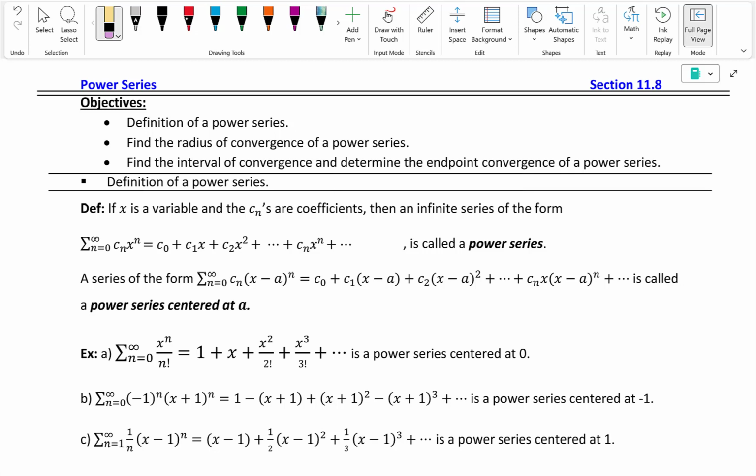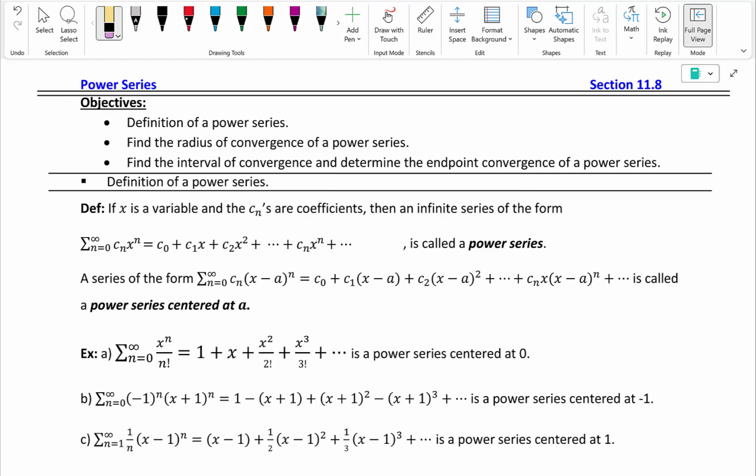So just a variable to a power, right? That's what makes it the power series. A series of the form n equals 0 to infinity c sub n times the quantity x minus a to the n, or expanded c sub 0 plus c sub 1 times the quantity x minus a plus c sub 2 times the quantity x minus a squared, all the way up, is called a power series centered at a.